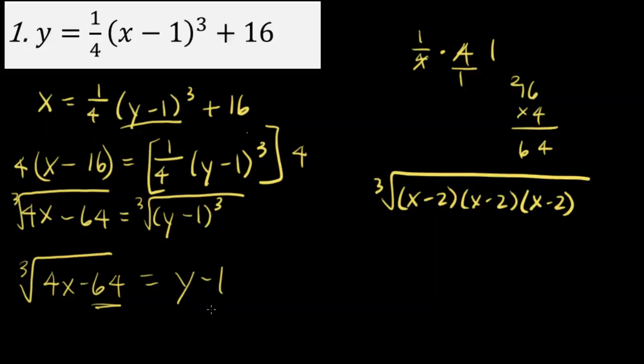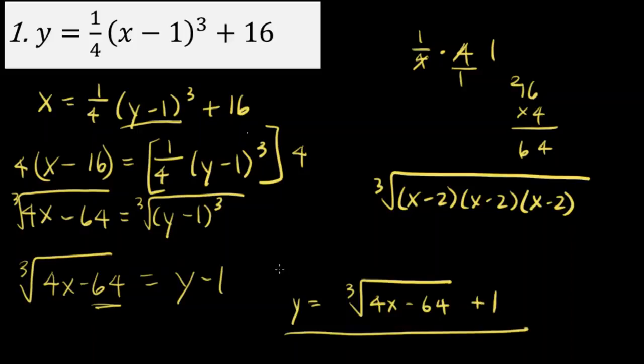Okay, so I'm just going to add 1 to both sides. So my inverse, y equals the cube root of (4x minus 64) plus 1. This right here is my inverse. You can put the inverse notation if you want, but that's my inverse. Okay, good job.